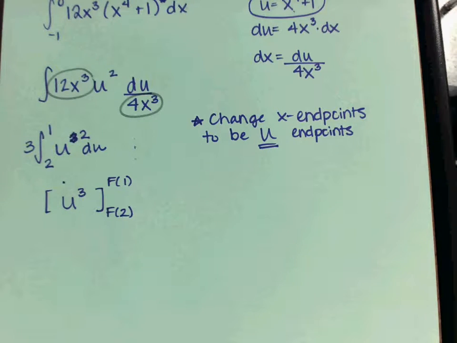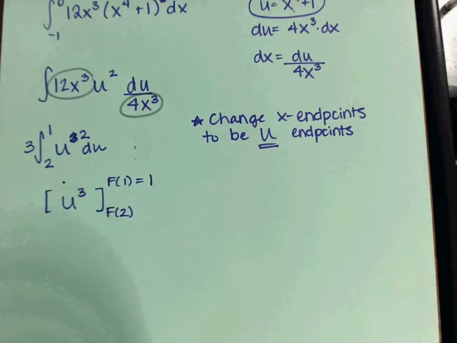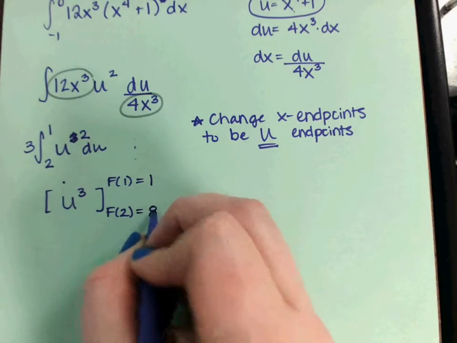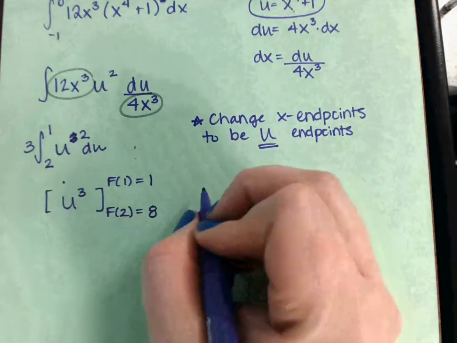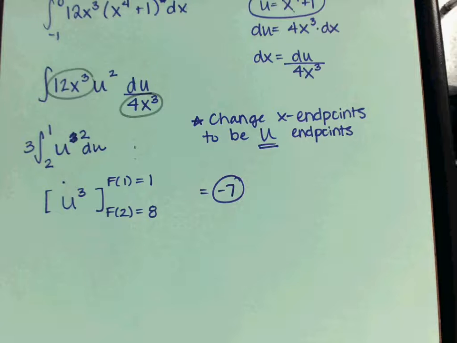So then from there I'd plug in 1. What's 1 cubed? 1. What's 2 cubed? 8. What's 1 minus 8? -7. Got it? So the only difference from one method to the other is that if you're doing the long way, you have to go all the way back to X, versus in the shortcut, you're going to change the endpoints so that you don't have to go back.